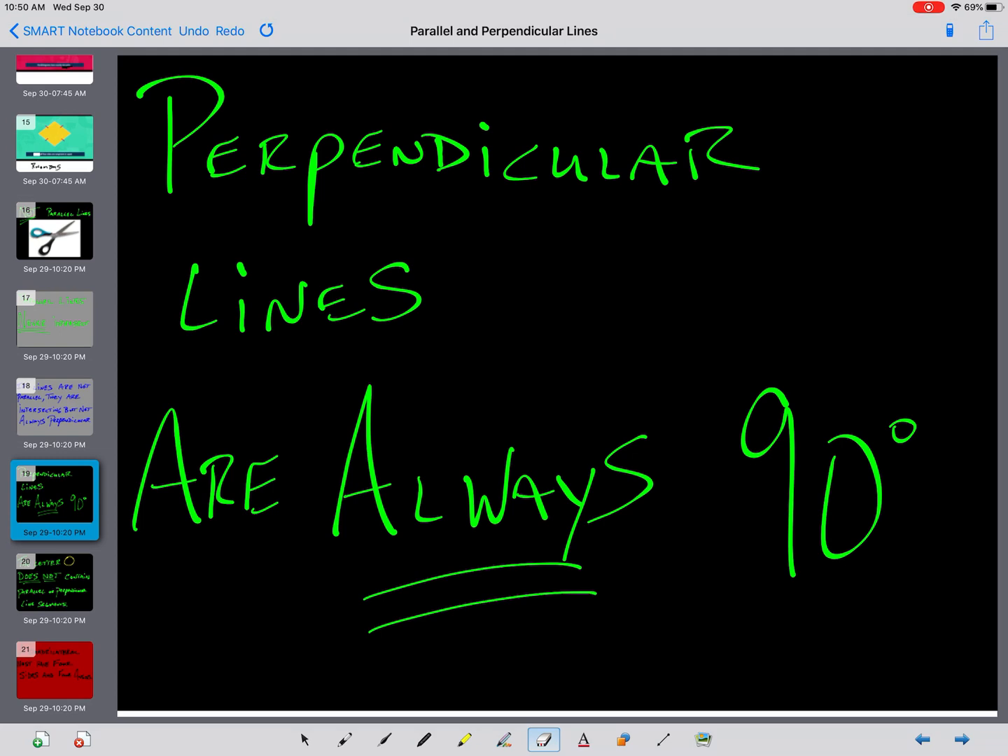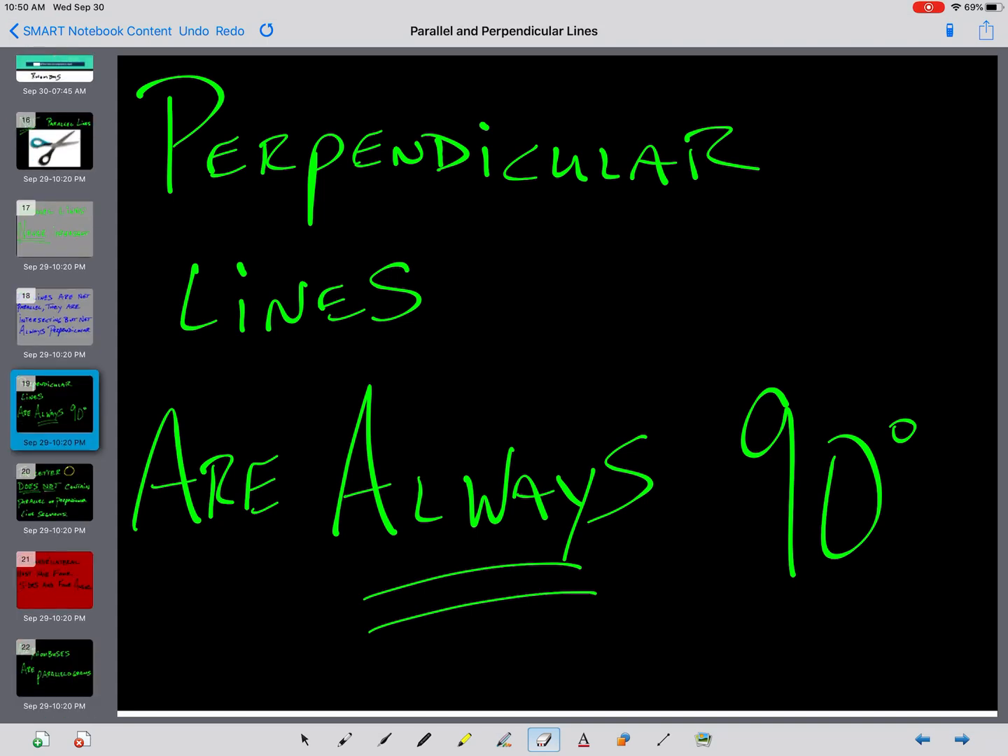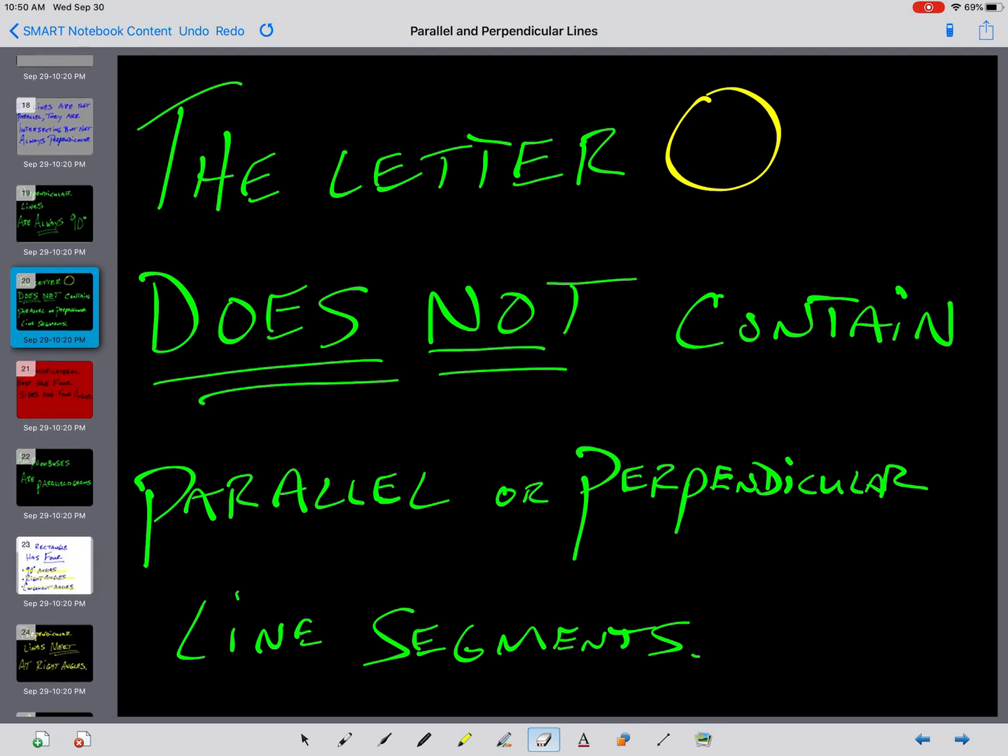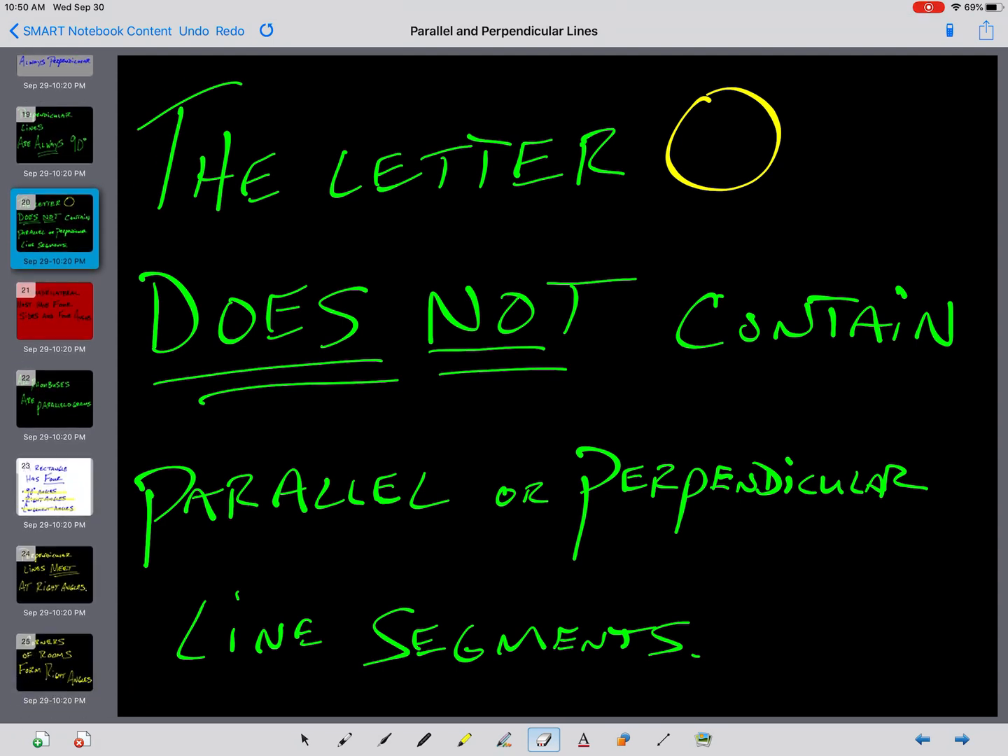You should know that perpendicular lines are always 90 degrees. You have to know that. Again, remember to pause, screenshot, and such as you need to. Okay, you should know that the letter O does not contain parallel or perpendicular line segments.